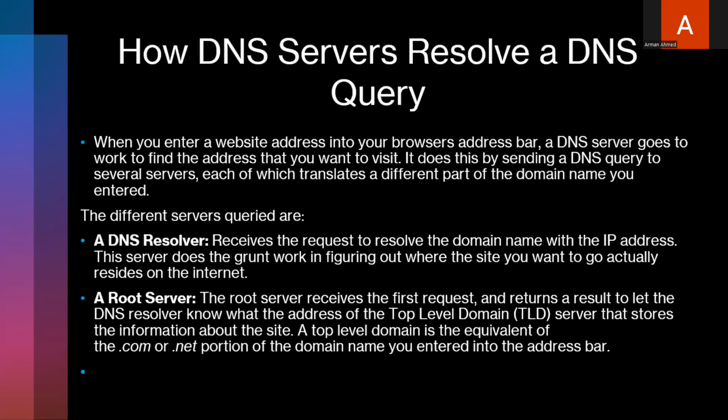So for an example, let's say we're trying to retrieve google.com. The DNS resolver will get Google's IP address, and the root server will get the .com part, right? .com or .net, whatever is related to the top level domain. And once they find that together, they'll send the request to the web server saying I want this information.